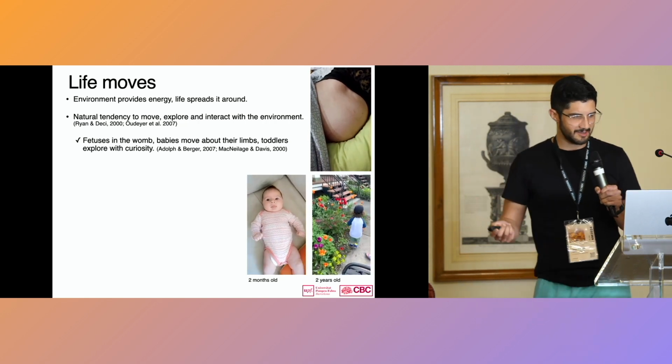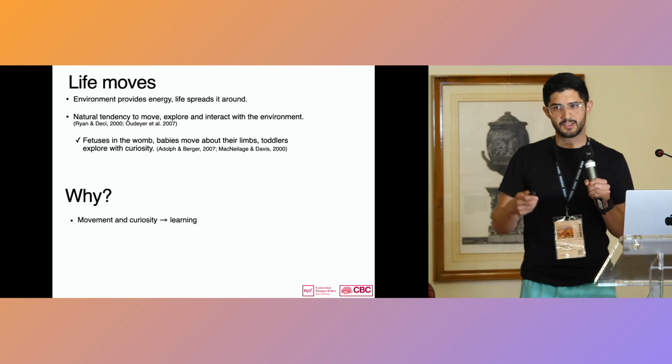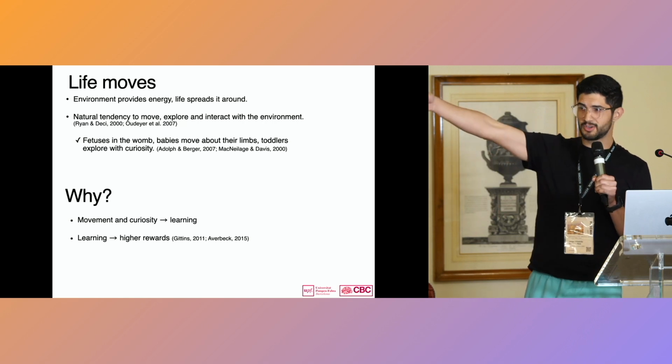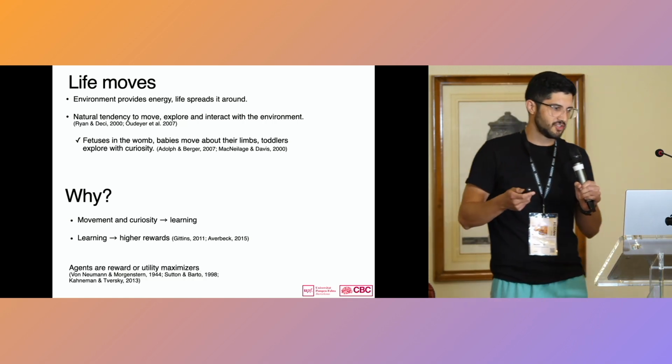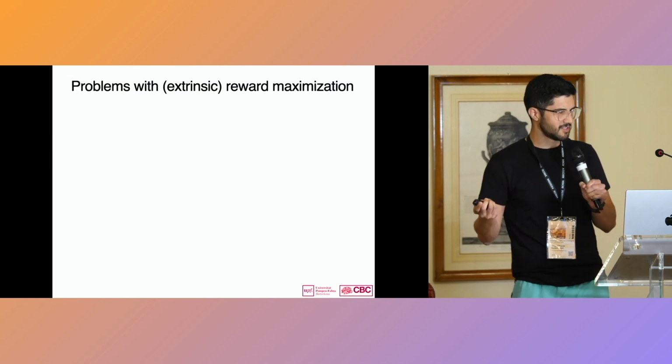So why is that? The usual story goes like this, right? Movement and curiosity are good because they lead to learning about the world. And learning about the world is really good because it leads to higher rewards in the long term. And this is consistent with the theory that agents are reward or utility maximizers. But is that the case?